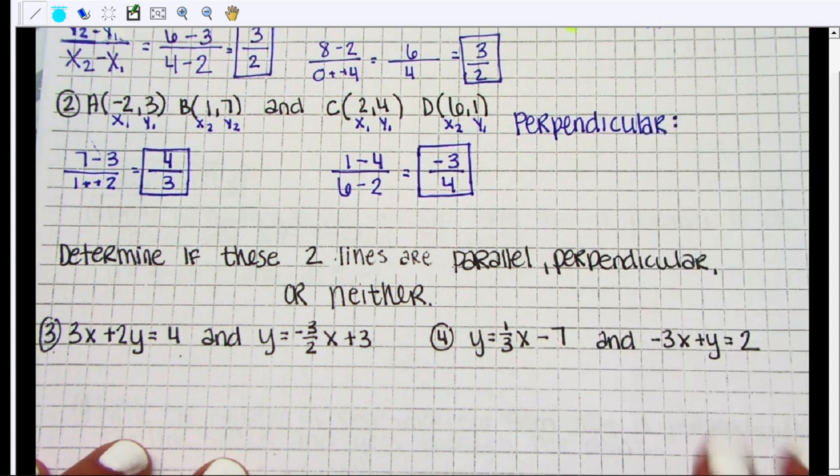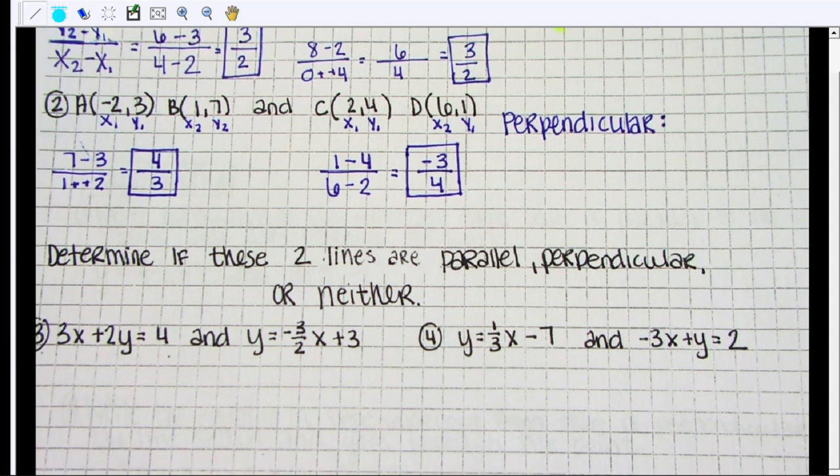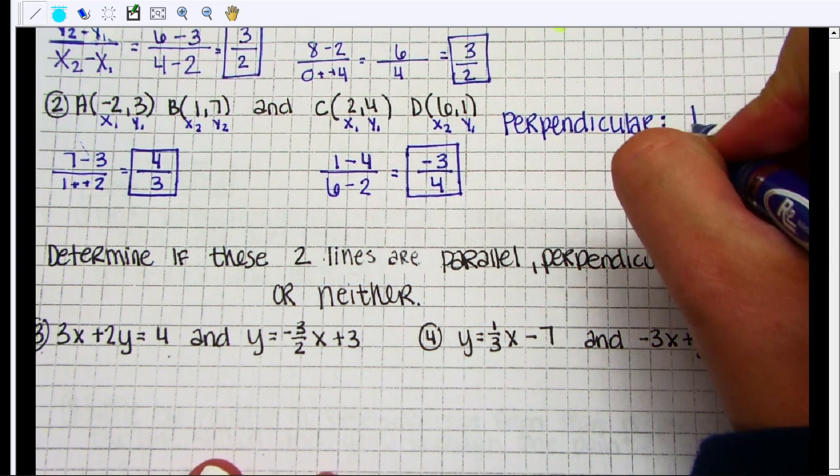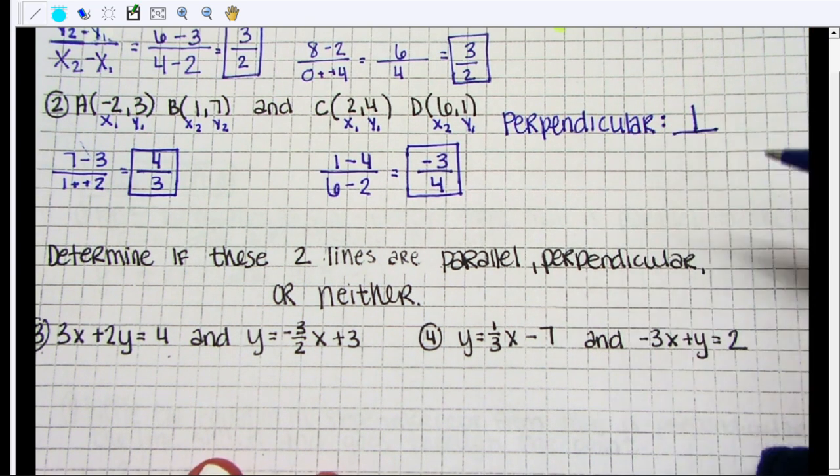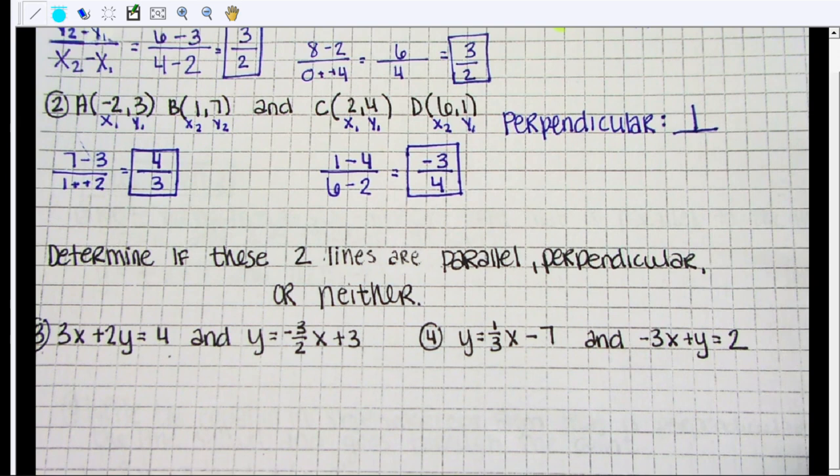The symbol for perpendicular looks just like perpendicular lines. It looks like an upside down capital T. So you can write the word or you can write the symbol. It is completely up to you.